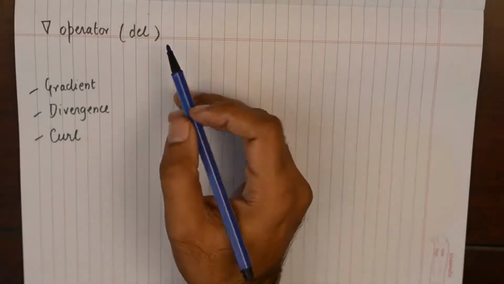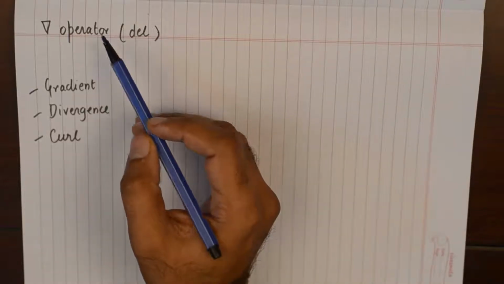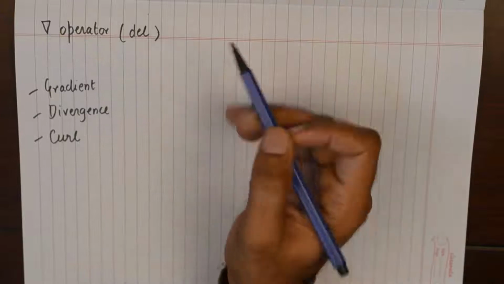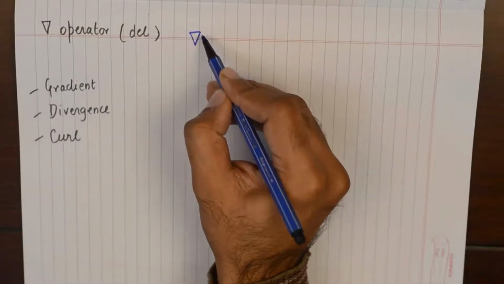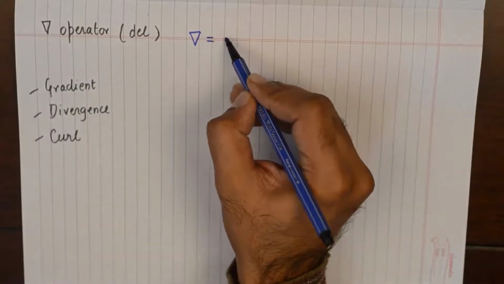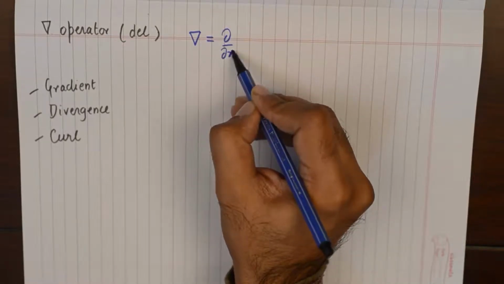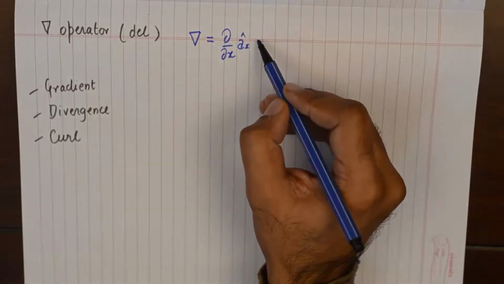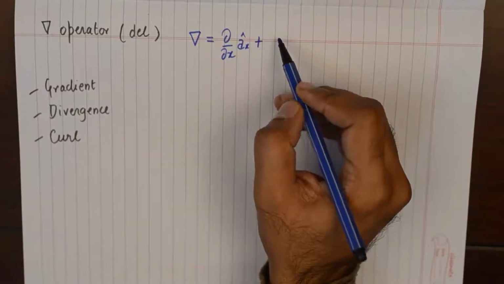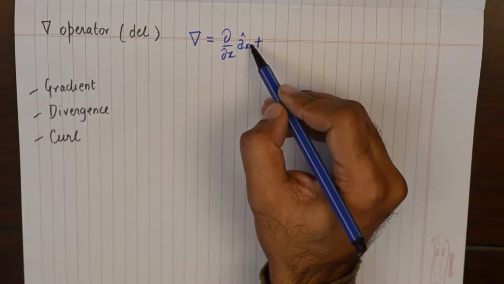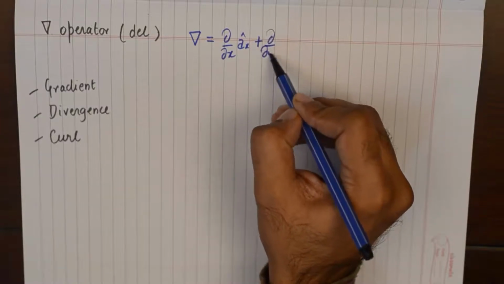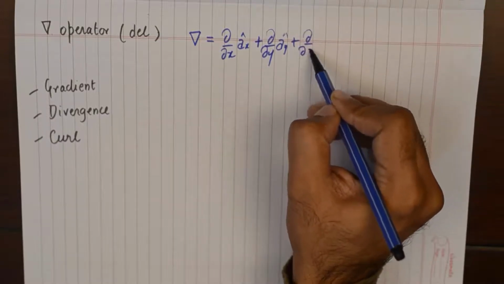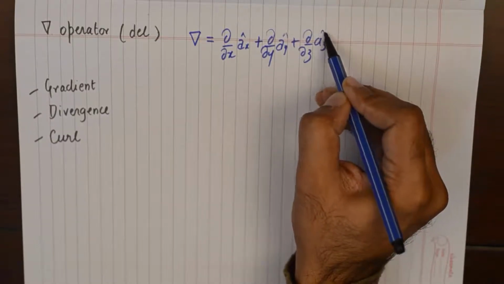Now, the Del operator is depicted by this symbol, and mathematically it is equivalent to curly ∂ by curly ∂x of one coordinate, curly ∂ by curly ∂y of the other coordinate, and curly ∂ by curly ∂z of the third coordinate.